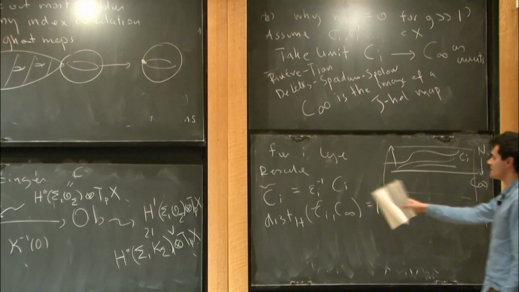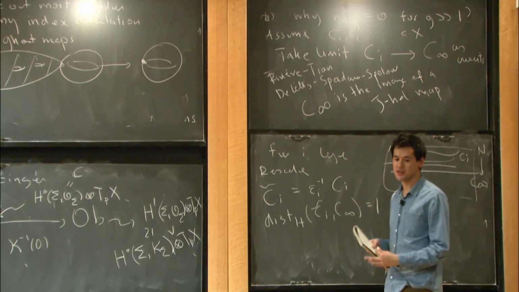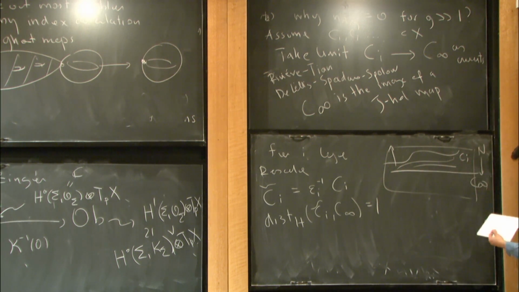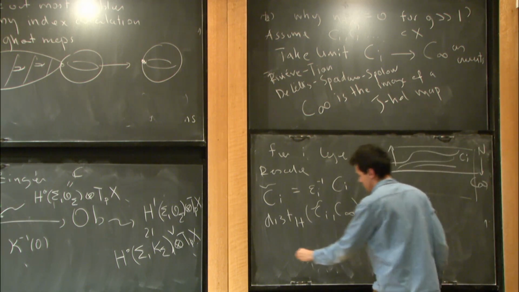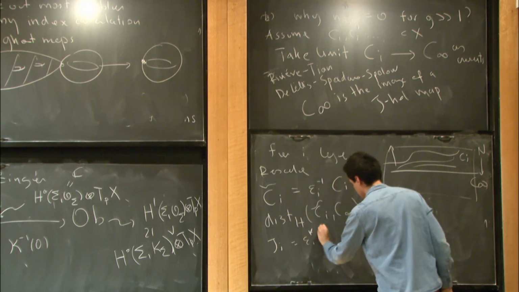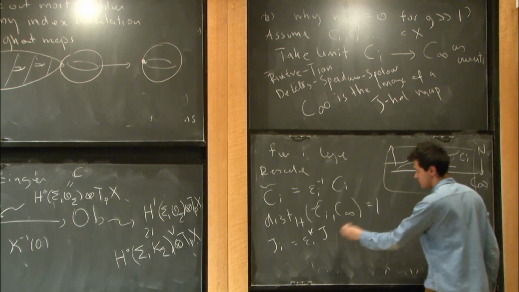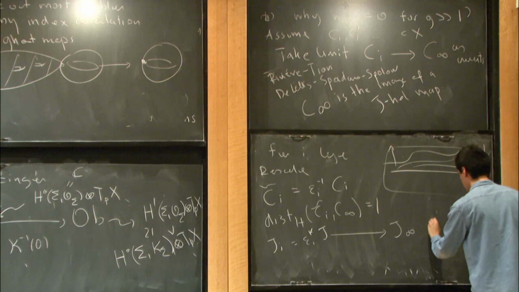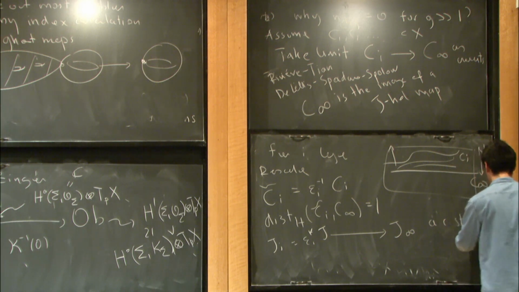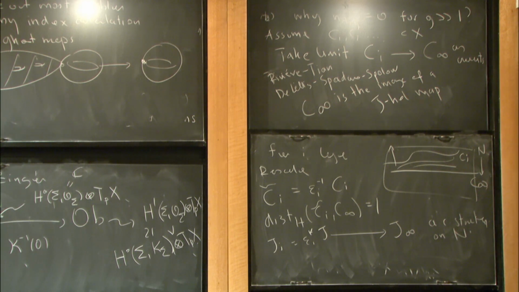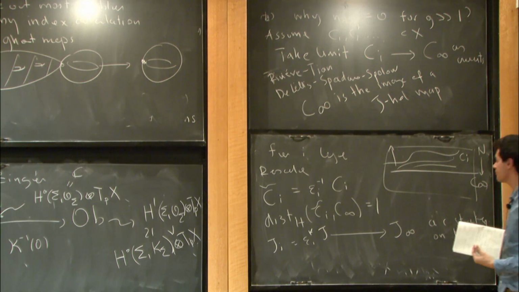Now, these rescaled C_i's are not J-holomorphic, because in general my J is not scale invariant. But you can take the sequence of J_i, which are rescaled versions of J, and you can show that this actually converges to an almost complex structure on N. Great. So now I play the same game.